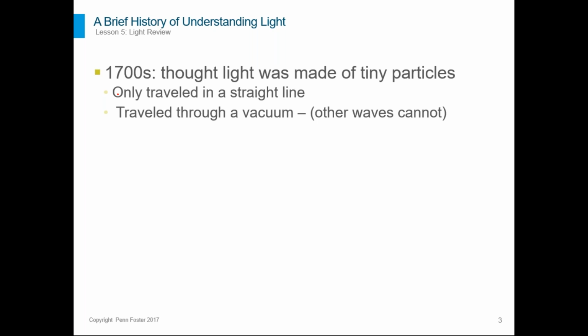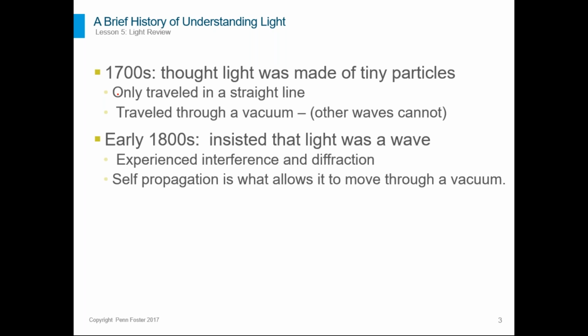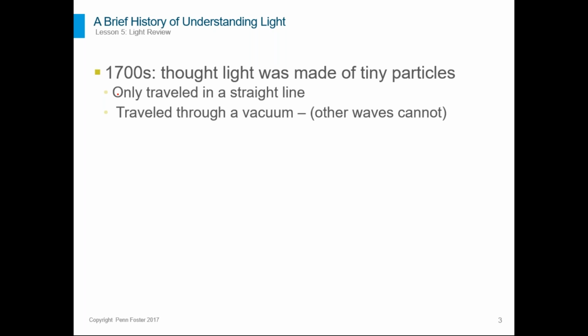So real quick, why this matters to understand that, we've got to go through the history of understanding light. So scientists in the 1700s thought that light was made of particles. We know that all things are made up of atoms. It turns out light is not. Light is pure energy, but they thought it was made of some kind of particle. And so they thought this up through the 1700s. And reasons for that was that it only traveled in a straight line, and waves could do curvy things, and it traveled in a vacuum and other waves cannot.